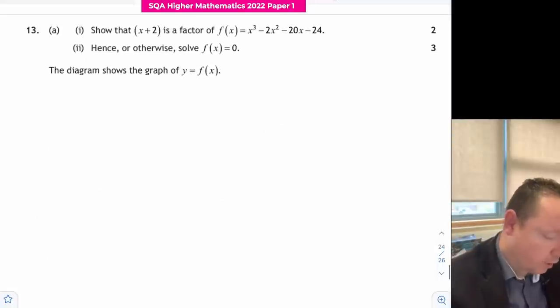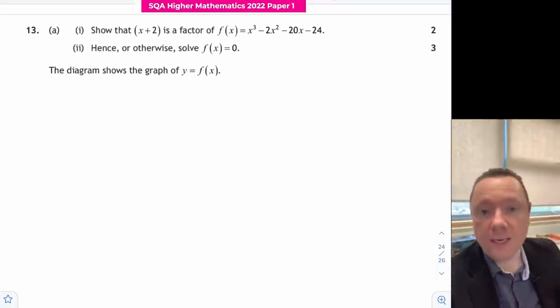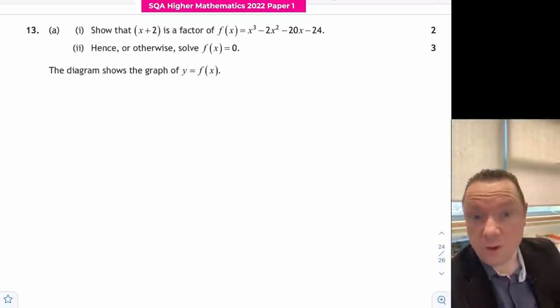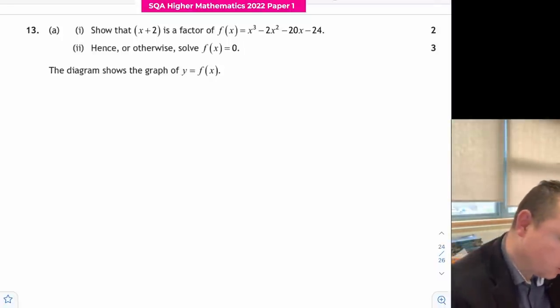So x plus 2 is a factor. There are two ways to do this. We could just substitute minus 2 into it, or we can use synthetic division with minus 2, whichever one you prefer. I will do the most common way that most people do it, which is synthetic division. So a reminder of how that works.